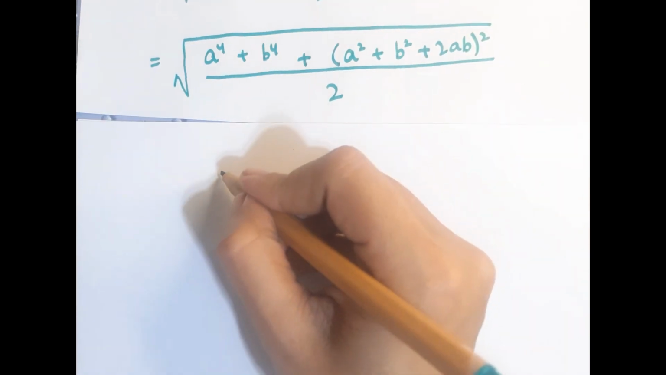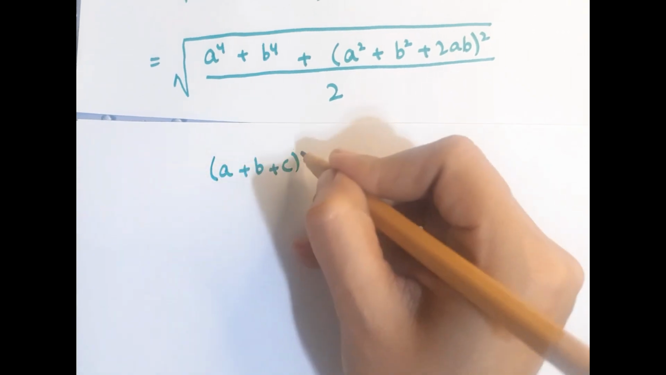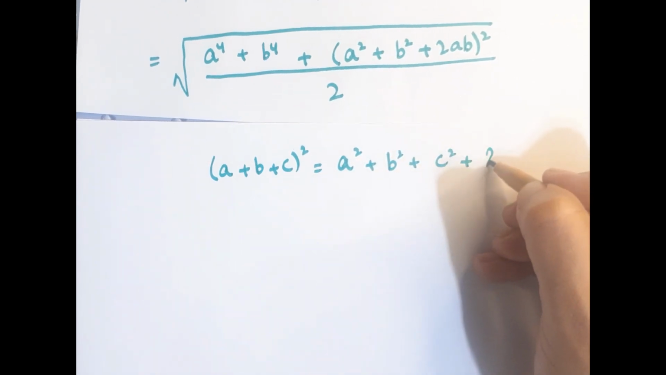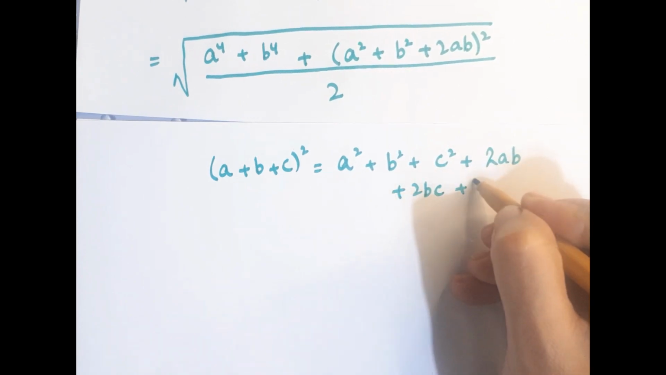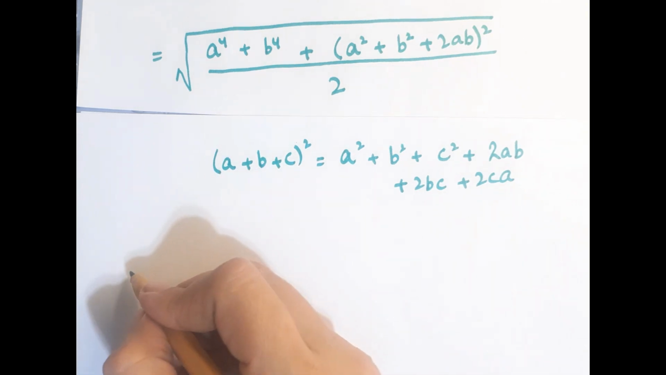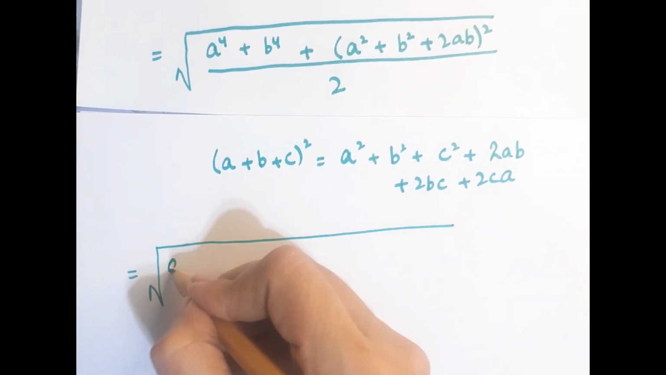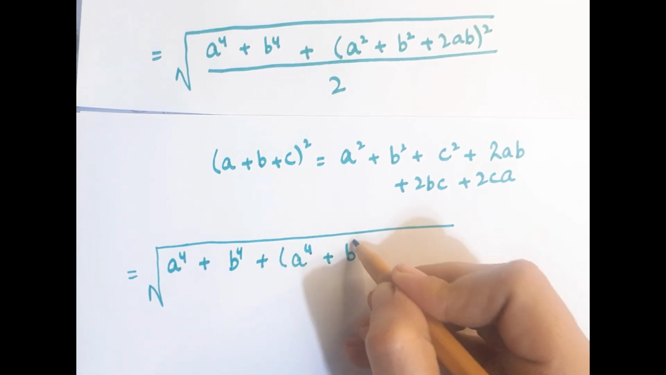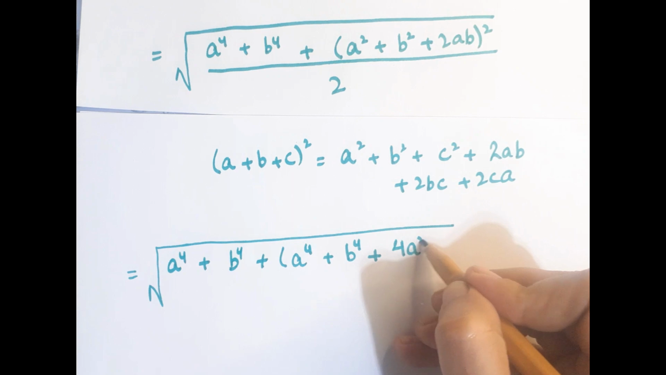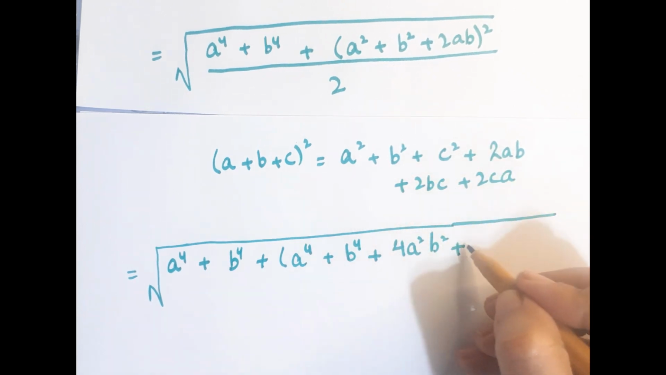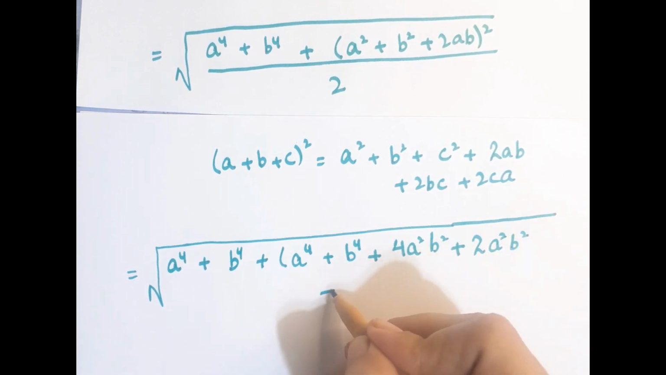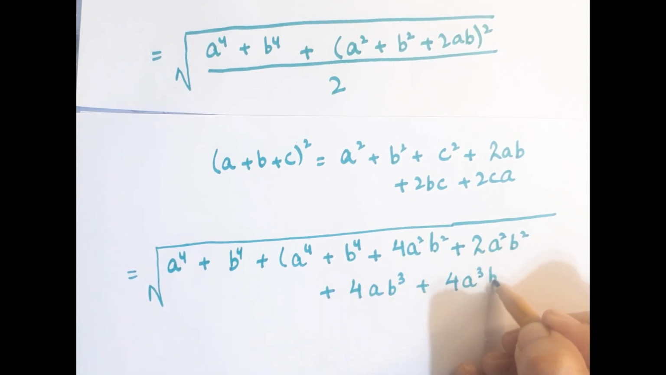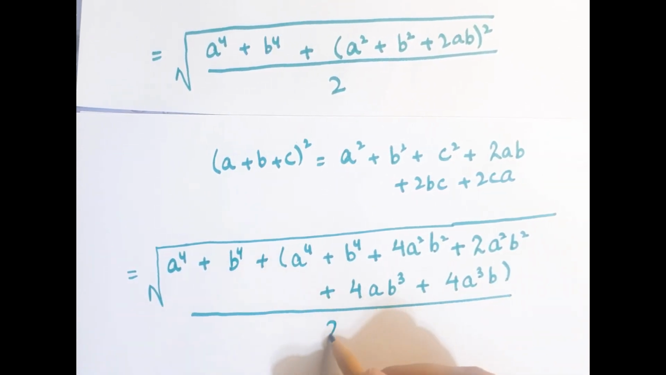Now, you can apply the algebraic identity here, that is (A + B + C) whole square can be written as A^2 + B^2 + C^2 + 2AB + 2BC + 2CA. Now, we are going to open this as A^4 + B^4 can be written as it is. This can be written as A^4 + B^4 + 4A^2B^2 + 2A^2B^2 + 4AB^3 + 4A^3B upon 2, right?